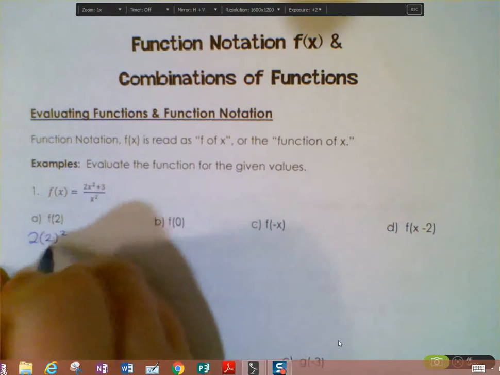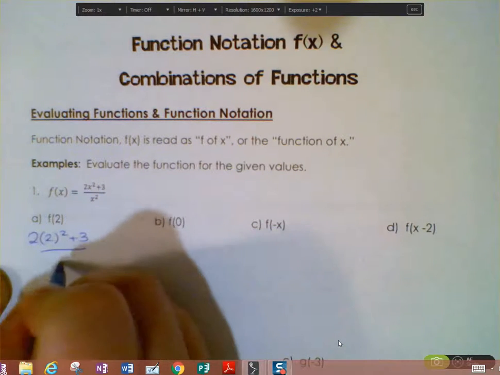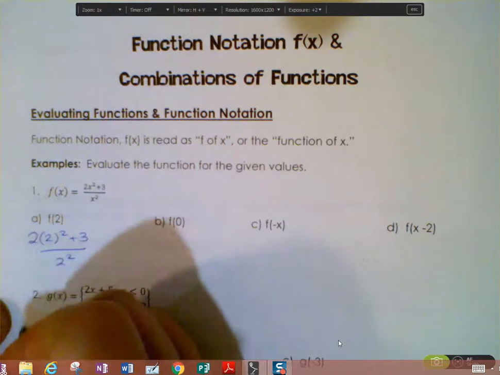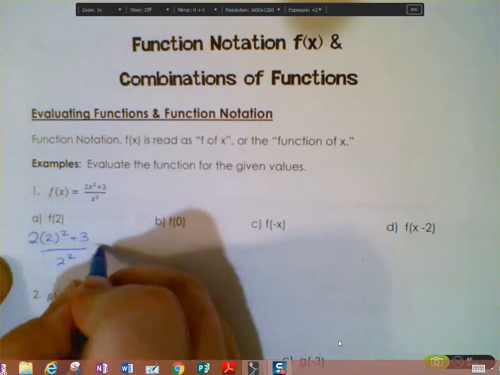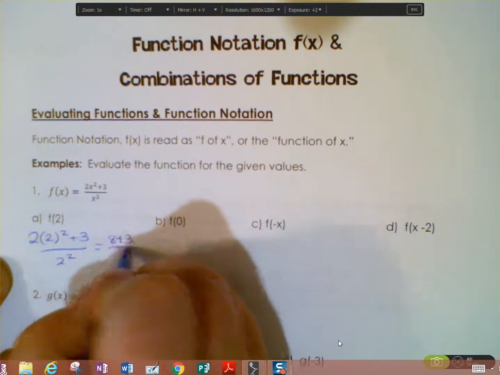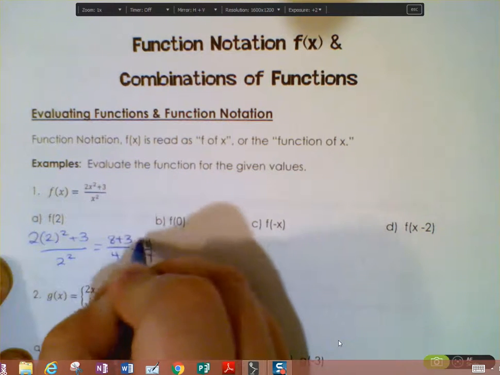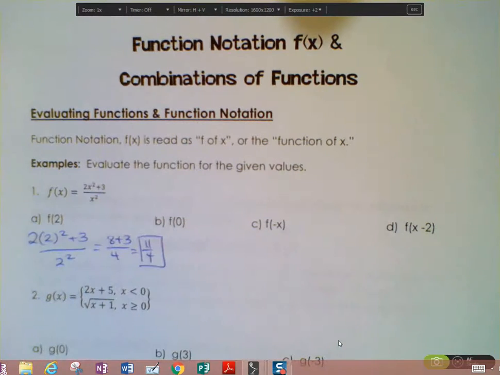So we have 2 times 2 squared plus 3 divided by 2 squared. So 2 squared is 4 times 2 is 8. 8 plus 3. 2 squared on the bottom is 4, so I have 11/4. And I'll just keep that fraction.